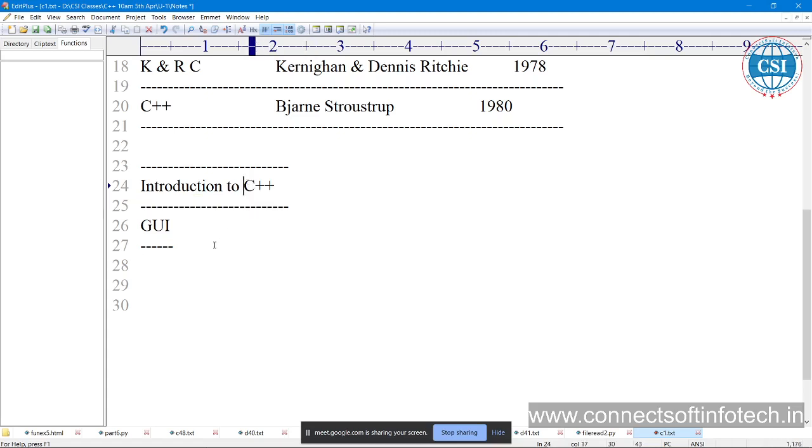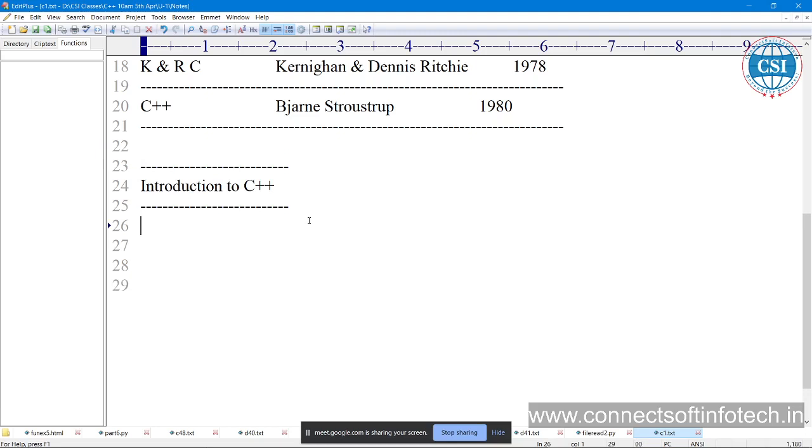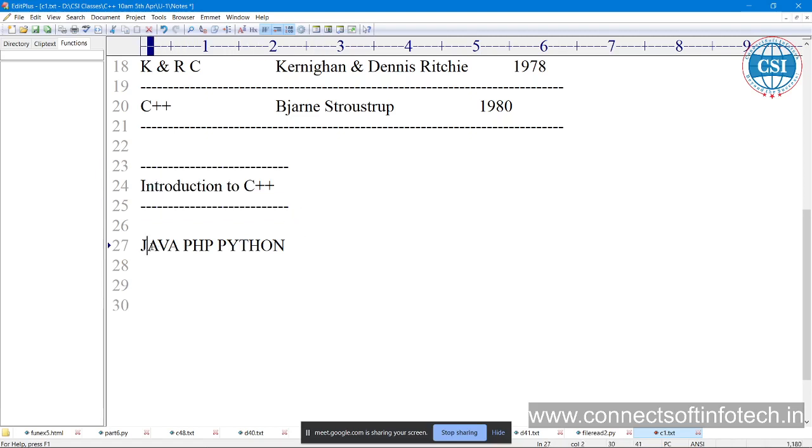That's why C++ is very important, because it is an OOPS programming language. It is the first OOP programming language, and all the rest, PHP, Python, Ruby, are object oriented programming languages. So we must clear the concept of OOPS, which is covered in C++ first. Java is also an OOPS programming language.